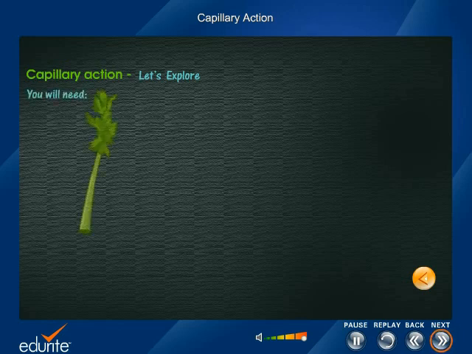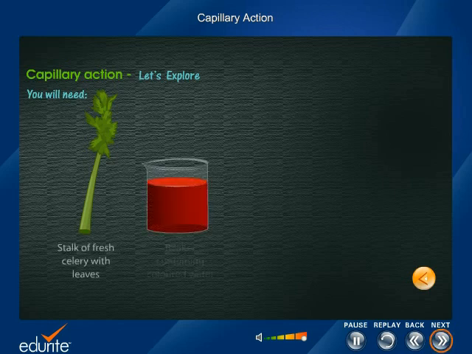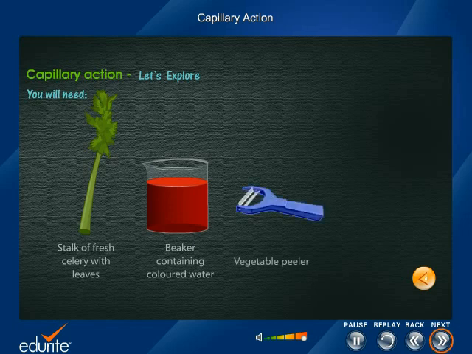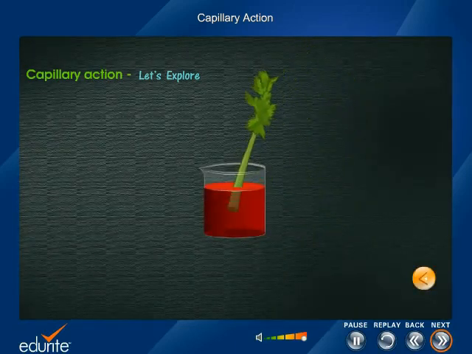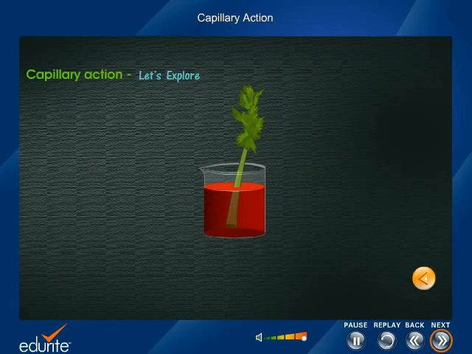You will need a stalk of fresh celery with leaves, a beaker containing colored water, a vegetable peeler, and a towel. Place the stalk of celery in a beaker of colored water. Remove the stalk of celery from the beaker after some time.